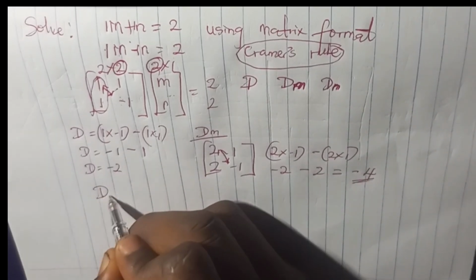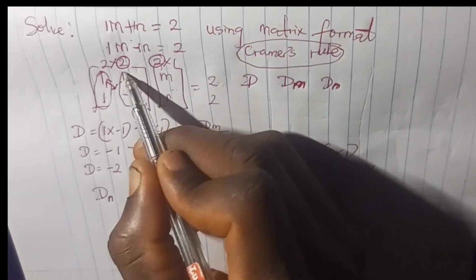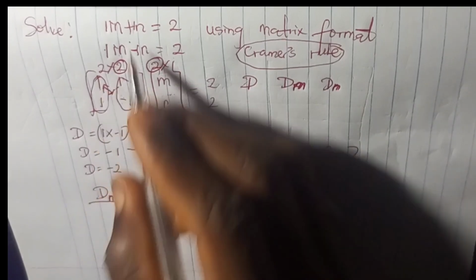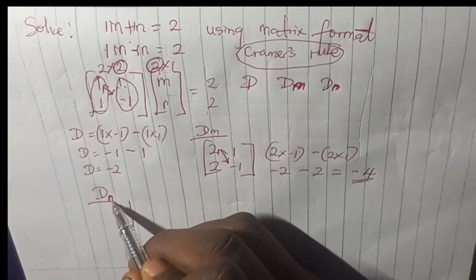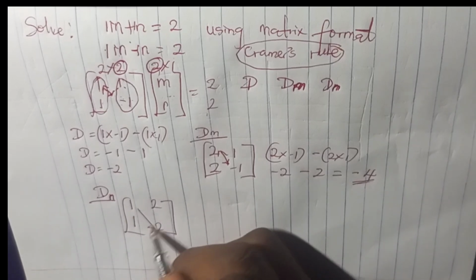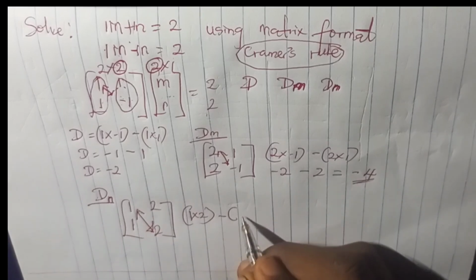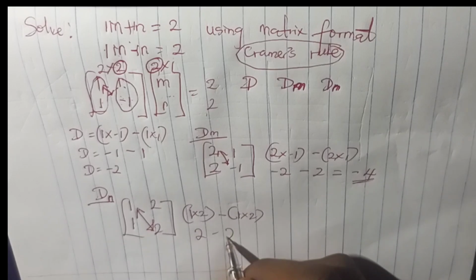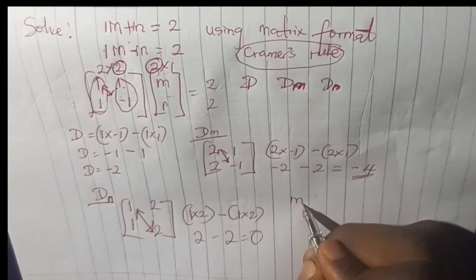Now, what of the determinant where the coefficients of n have been replaced? The coefficients of n, 1 and minus 1, I have to replace them with 2, 2. So let's find the determinant in this case. I have to equally write the coefficients of m, 1, 1. Therefore, instead of writing 1, minus 1, that of the coefficients of n, I have to replace them with 2, 2. Hope I'm clear. So I have the same procedure for finding the determinant: 1 times 2 minus 1 times 2. Is it clear? So I have 1 times 2, 2, minus 1 times 2, 2. It will give us 0.